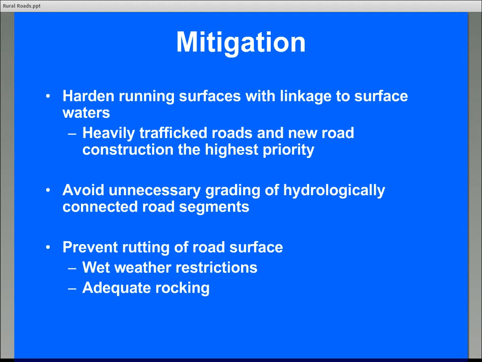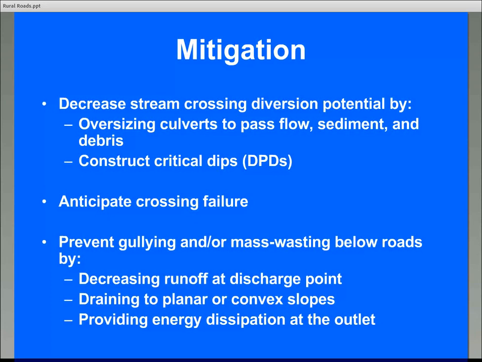We also want to decrease the erodibility of our road prisms by hardening running surface, particularly those that are connected to channels near stream crossings. And we also want to preferentially armor or harden these surfaces on roads that get a lot of traffic and on new road construction, because those are the ones that have the highest initial rates of erosion. We also want to avoid unnecessarily grading hydrologically connected road segments, because that again can also spike erosion rates, and those always get delivered to the channel network.